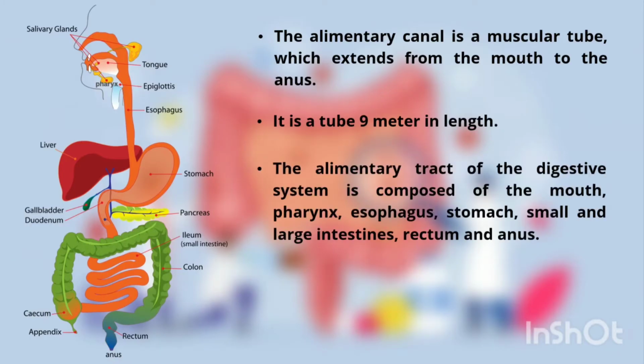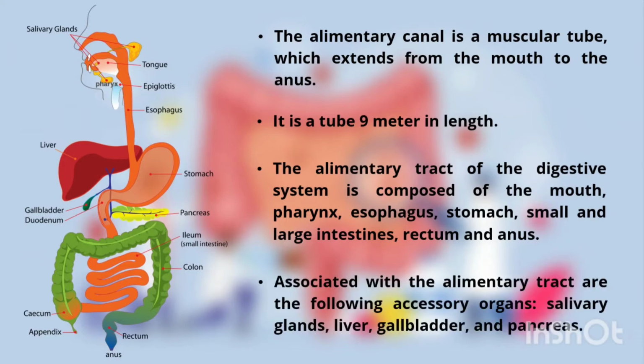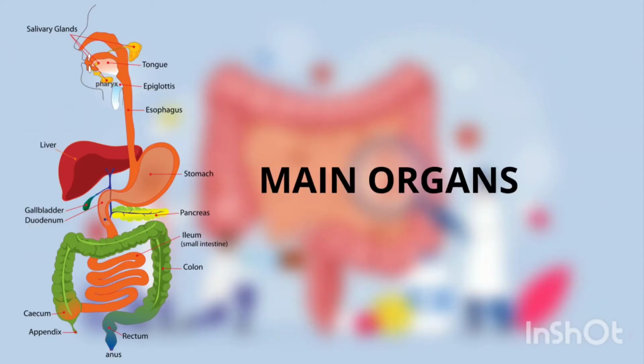The alimentary tract or canal of the digestive system is composed of the mouth, pharynx, esophagus, stomach, small and large intestines, rectum, and anus. Associated with the alimentary tract are the following accessory organs: salivary glands, liver, gallbladder, and pancreas. Now let us discuss the main organs of the digestive system.